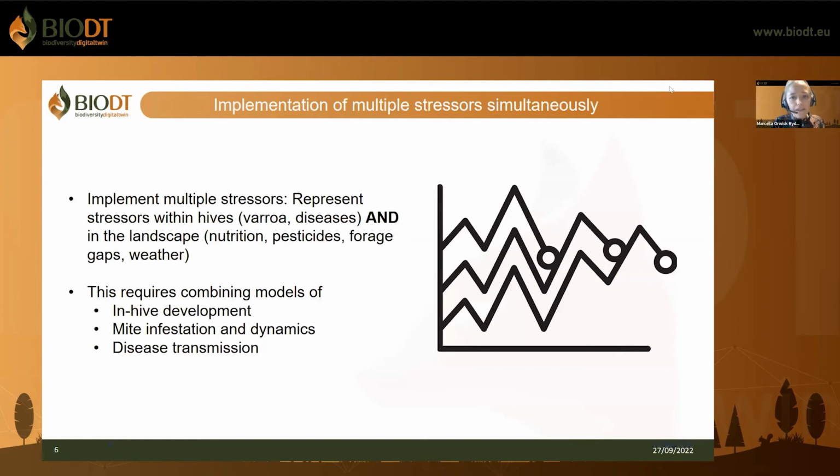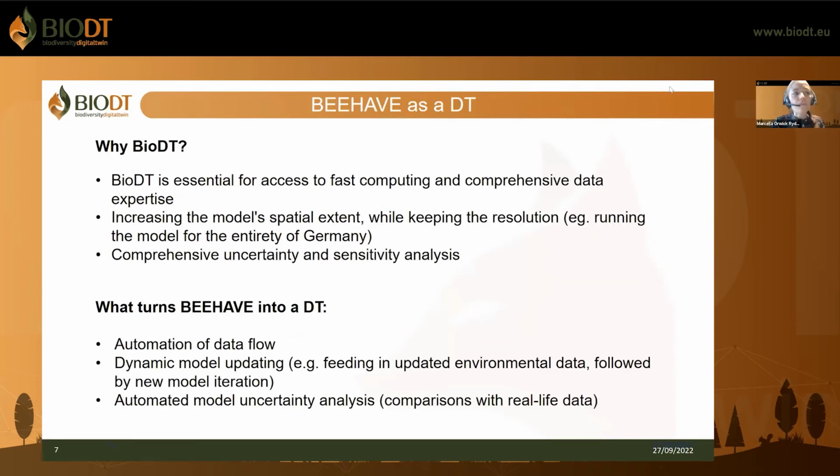As I mentioned, what's extremely important is the implementation of multiple stressors simultaneously. Within BEEHAVE, we can represent stressors within the hives, which would include, for instance, varroa mites and diseases, as well as in the landscape: nutrition, pesticides, forage gaps, and the weather. This requires combining models of in-hive development, mite infestation and dynamics, as well as disease transmission. So BEEHAVE already is a fairly sophisticated model.